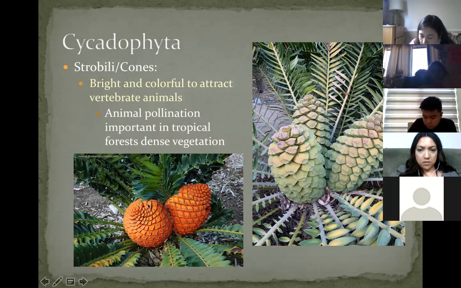So these are some examples of really large and colorful female cones. This picture over here on the right was actually taken in the Mesozoic garden on campus. This is from an Encephalartos, and it produced these huge, bright green female cones. You can see it hasn't opened yet, but if you look where my cursor is, you can see some of the red seeds peeking out a little bit.